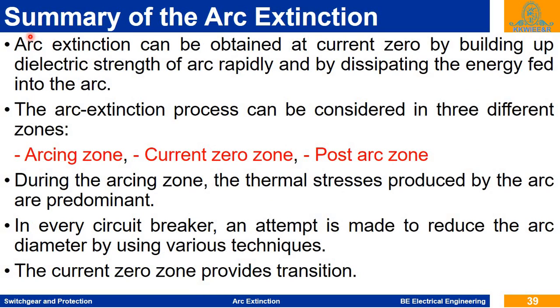So we summarize that the arc extinction can be obtained at current zero by building up the dielectric strength of the arc rapidly by dissipating the energy fed into the arc. The arc extinction process can be considered in three different zones: arcing zone, current zero zone, post arc zone. During the arcing zone, the thermal stresses produced by the arc are predominant. In every circuit breaker, an attempt is made to reduce the arc diameter by using various techniques.